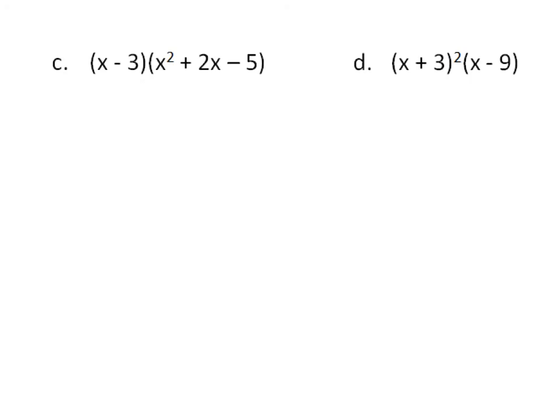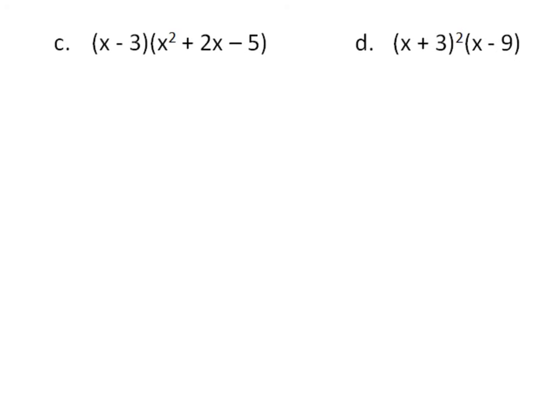Okay, I'm going to show you one last example, example C, and then I'm going to ask you to try example D on your own and check your answer. This one's pretty important to give you an example of, though. I'm going to use a different method of multiplying this binomial, 2 terms, by this trinomial, 3 terms. It's called the matrix method.